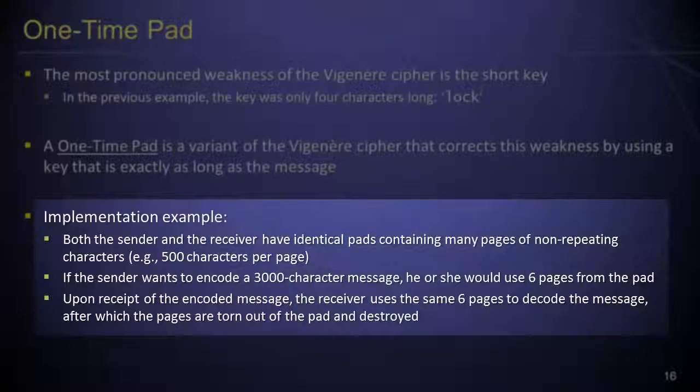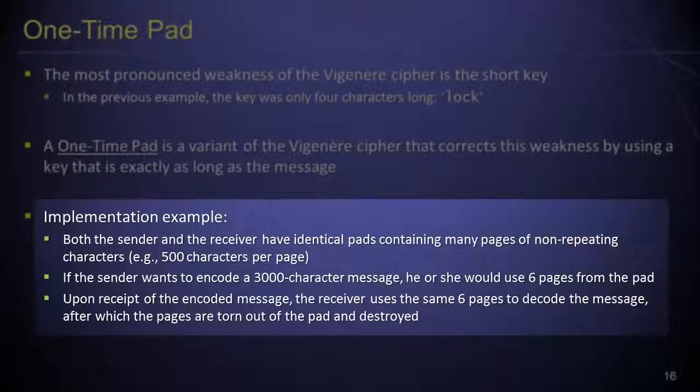If the sender wanted to encode a 3,000 character message, she would thus need to use 6 pages from the pad in order to have a non-repeating key whose length matched the length of the plaintext message. The sender would then encode each of the 3,000 letters in the message using its corresponding letter from the 3,000 character key and a lookup table.